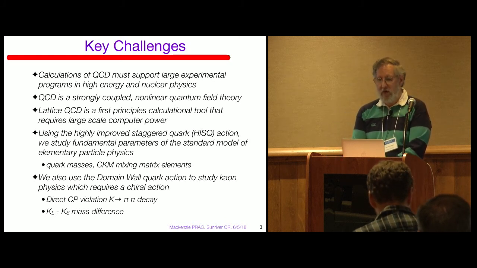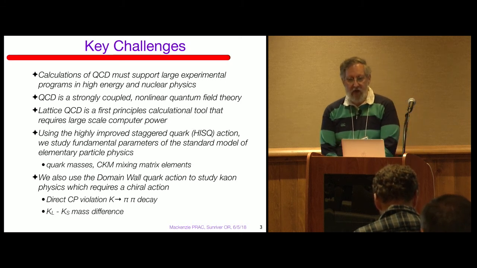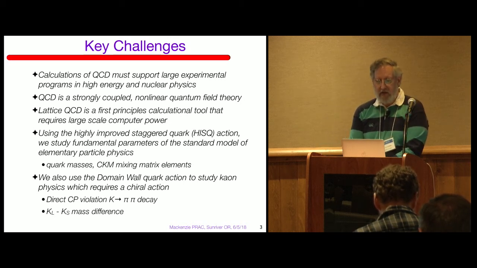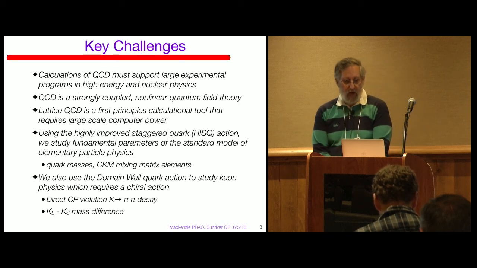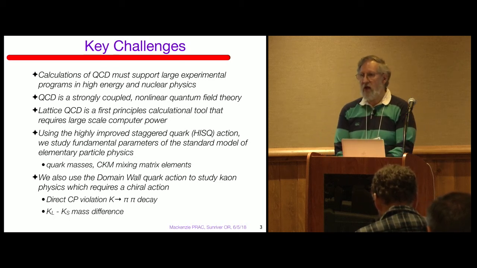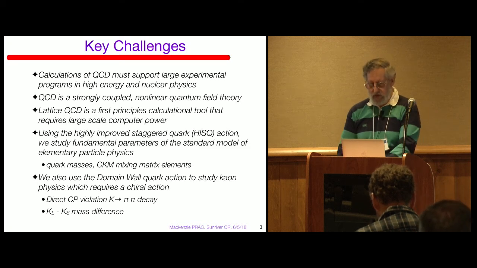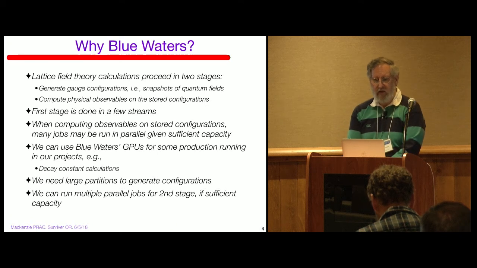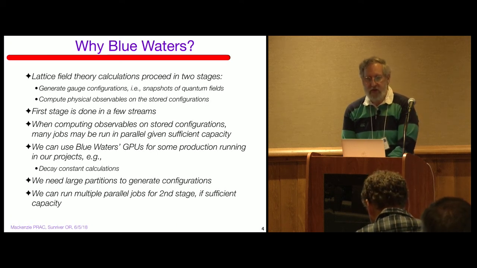And we also use the domain wall action, which has very good chiral properties, or very good properties for light quarks. And that's used to study direct CP violation in kaon decays into pi plus pi minus, for instance, and also the K long K short mass difference, which is known to very high accuracy, but we cannot, up till now, predict it. Why Blue Waters?